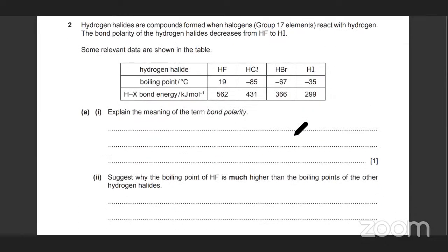Next one is, explain the meaning of the term bond polarity. How do you define bond polarity? It's the unequal distribution of shared electrons in a bond. And what that results in is positive and negative charges.